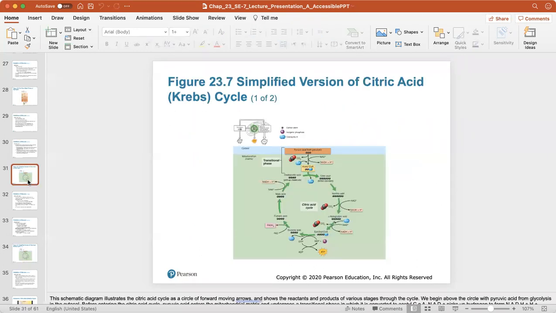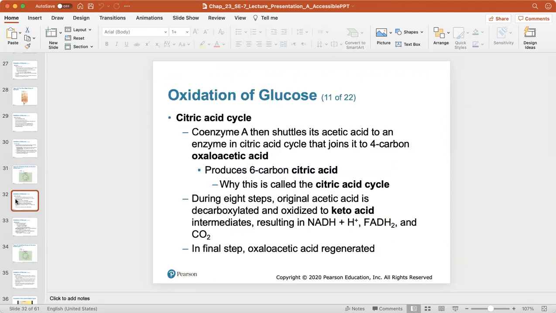So here's a simplified version of the citric acid cycle. We are taking the pyruvic acid and turning it into acetyl CoA, and that's the first transitional step of the citric acid cycle. The citric acid cycle then uses coenzyme A to shuttle its acetic acid to an enzyme in the citric acid cycle that joins with a 4-carbon oxaloacetic acid, which produces a 6-carbon citric acid. And this is why it's called the citric acid cycle.